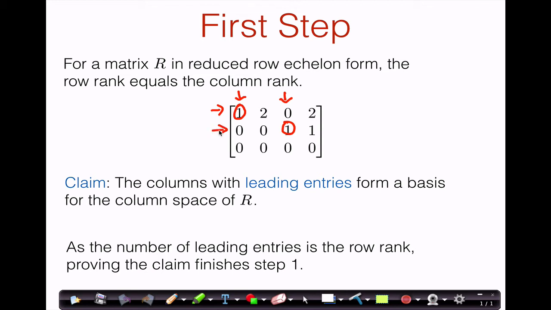It's just the number of non-zero rows. So if we show that these columns that have leading entries are a basis for the column space, well, the number of such columns will just be the number of pivots, the number of non-zero rows. So that will have shown that in this case, the row rank is equal to the column rank. Okay, so let's go ahead and show this claim that the columns with leading entries form a basis for the column space of a matrix in reduced row echelon form.